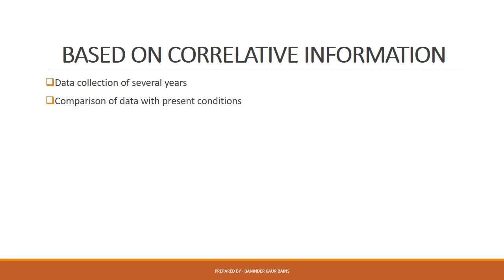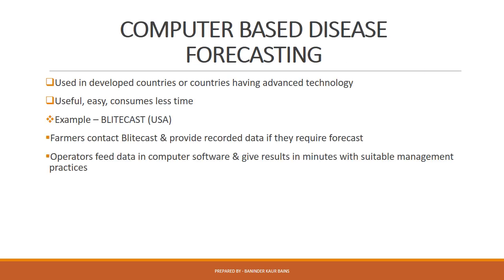we can get to know in the future time also that whether the disease will prevail or not, because we will be familiar with all the conditions in which the disease existed. So the past data and the present data are compared and the probability is tested that whether there will be a disease or not. So this is correlative information by relating the data of past and present.